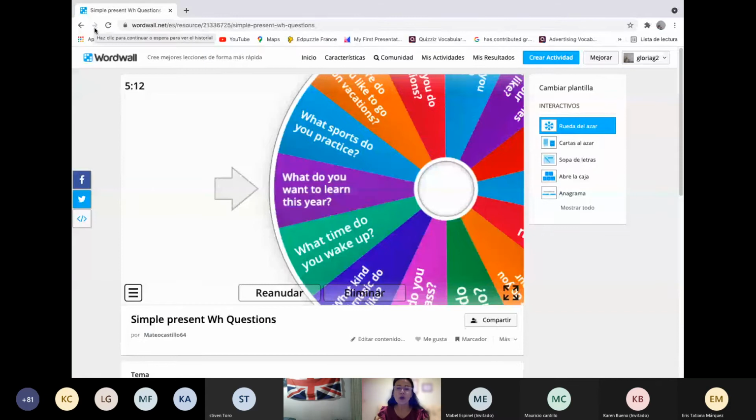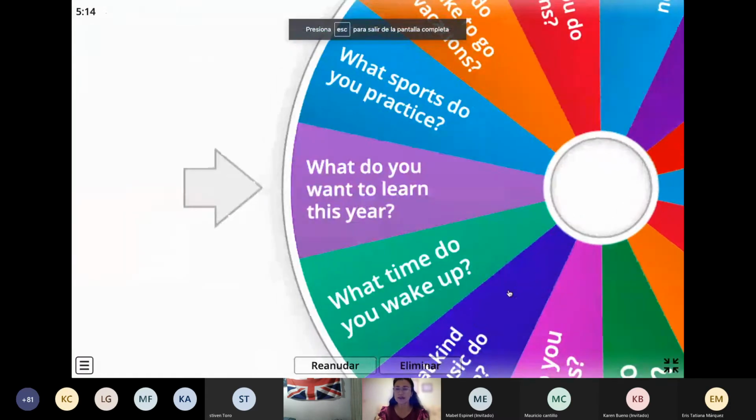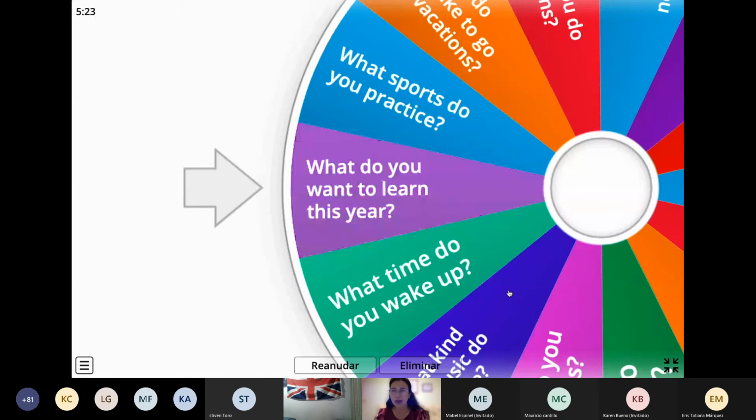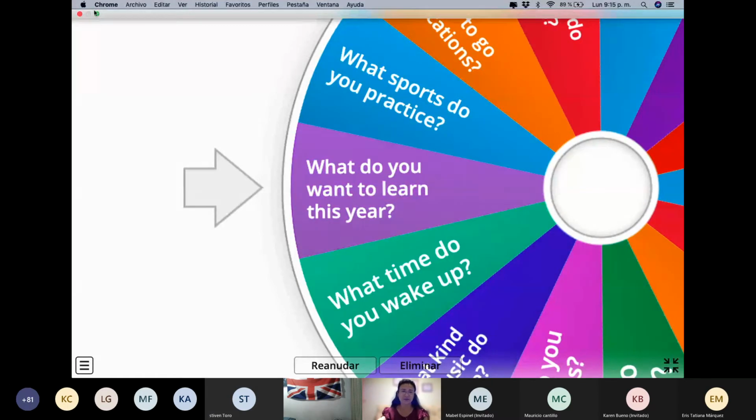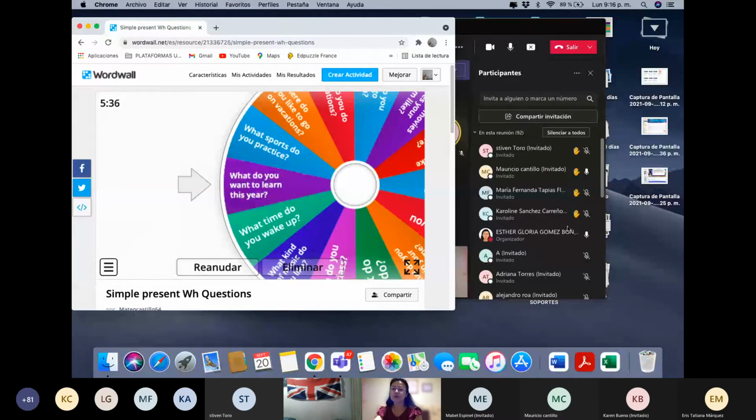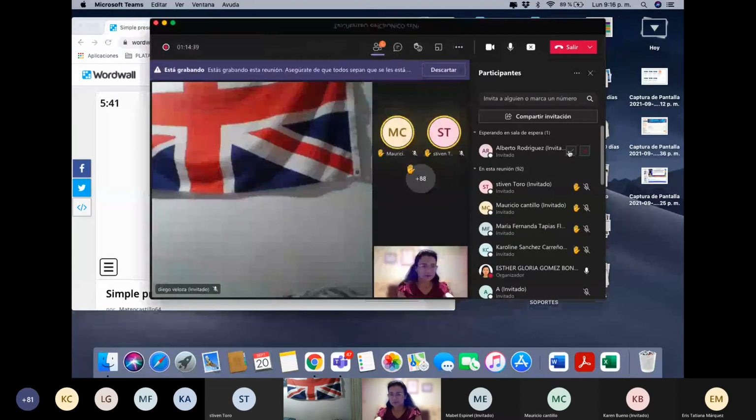What do you want to learn this year? Think about the subjects that you are taking in your technology course. Do you want to learn mathematics, or statistics, or English? What do you want to learn this year? Who wants to answer the question? Mauricio, no. Maria Fernanda, Caroline. Caroline, go ahead. And then Mauricio, and then Maria Fernanda.